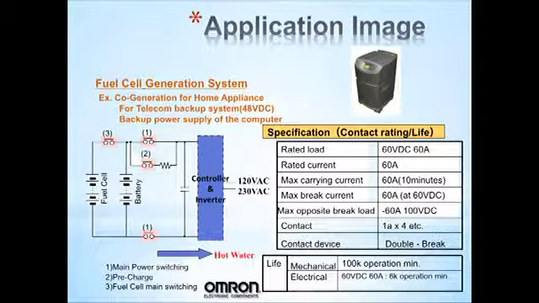Here's a possible example of a fuel cell generating system that could be used for home appliances or for telecom backup or for power supplies for computers. Again, this uses 4 relays, 2 main power switching relays, a pre-charge relay, and a fuel cell main switching relay.